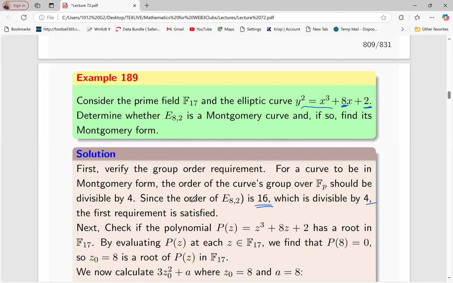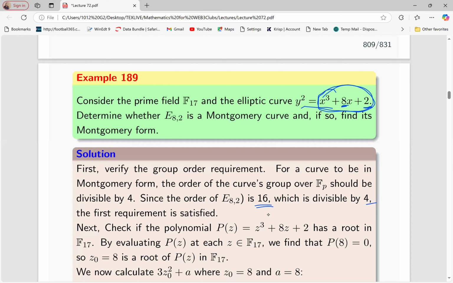We have 3 conditions to check whether it can be converted. When we find that all the 3 conditions have been met, we proceed and convert. But before that, we cannot. So the first condition has been met. It has an order that is divisible by 4. Order is 16, and this order is divisible by 4. So the next thing we check is whether this cubic equation on the right side has a root.